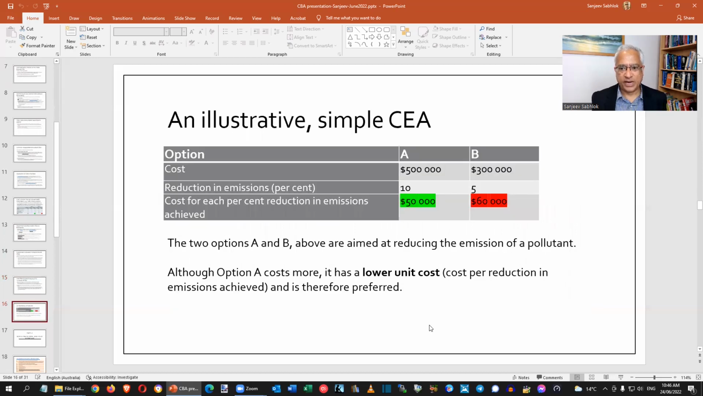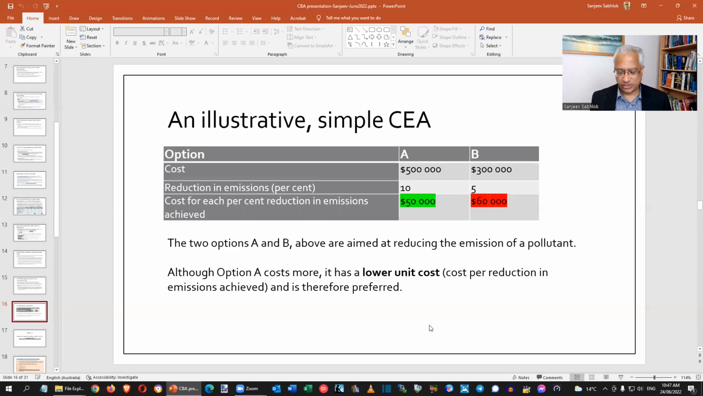So consider this environmental example. Let's say there is a project which reduces emissions of some pollutant. The first option is more costly, it's $500,000, but then the reduction is better. It's cheaper. It reduces more emissions per unit. So it costs $50,000 to reduce 1 unit of pollution, and the other one costs $60,000 to society. So we would say, okay, let's go for option A.